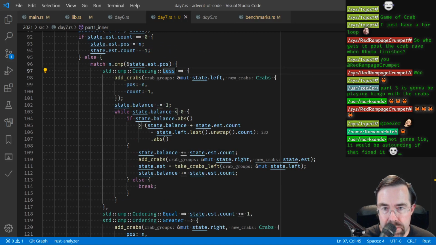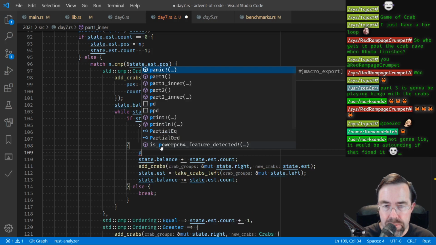It would be less. The balance would be -2. So if 2 is greater than -2 plus 1 minus 1, which is definitely true, right? Actually, I think this is wrong. I think this should be a plus. But anyway, 2 is greater than -2, right? So it should have gone into here and moved it.